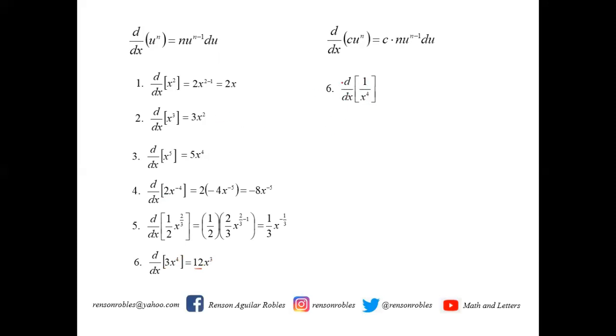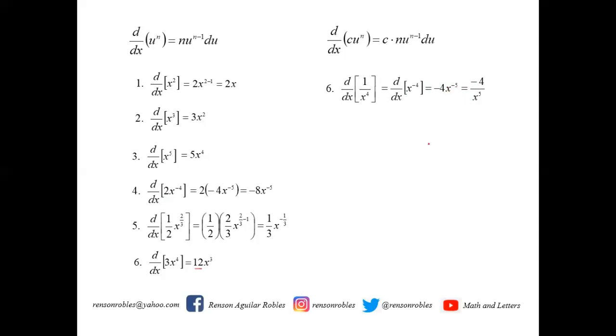Now, if you compare number 6 with our examples from 1 to 6, you will notice that x raised to the nth power can be found in the denominator. So algebraically, we can rewrite 1 over x to the 4 as x raised to negative 4. Now we can apply the formula. We have negative 4, bring it down, and then copy x, and then you subtract 1 from negative 4. So that's negative 4x raised to negative 5. And if you want to express the power of 5 as positive, that's negative 4 all over x to the 5th power.